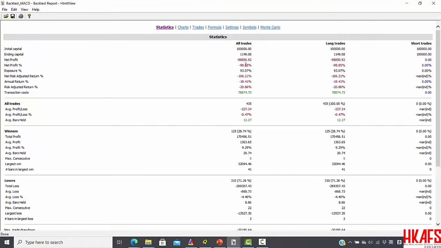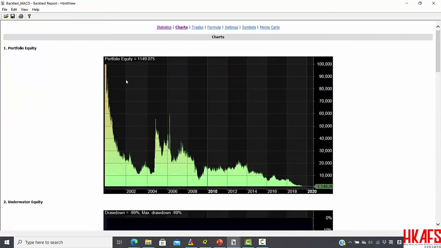No, sorry. If we invest 100,000 here, after 30 years you will have 1,000 left. So that's a 98% loss from this strategy. The equity curve is like this. It's not effective. So the basic MACD strategy is like this, and we can't use the basic strategy anymore in the Hong Kong market.